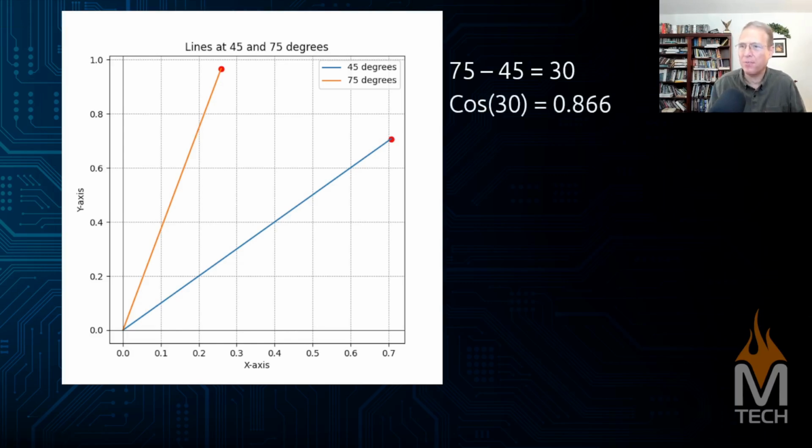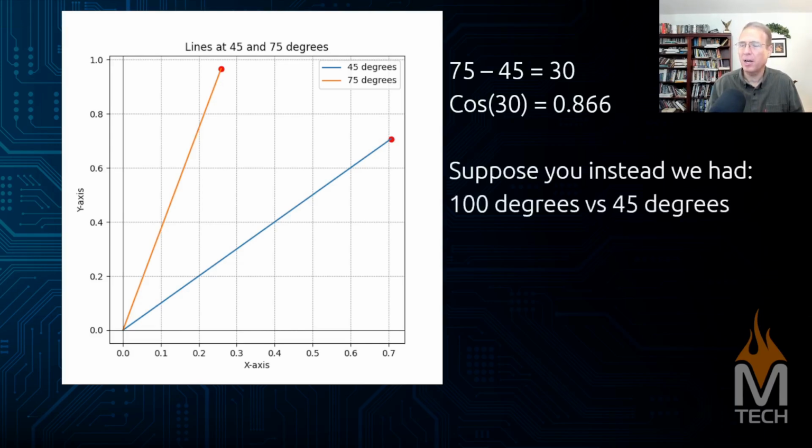So we're going to take a cosine of that. Cosine of 30 degrees. I'm using degrees here, not radians. And we end up with 0.866, 0.87 essentially. Now imagine instead we had 100 degrees versus 45 degrees. How would that work differently? Well, you'd have 100 minus 45, that's 55 degrees. You'd get a cosine of 55 degrees, which is 0.573.